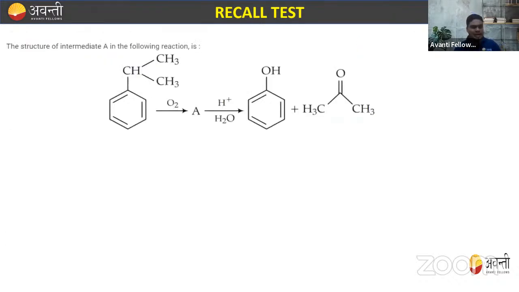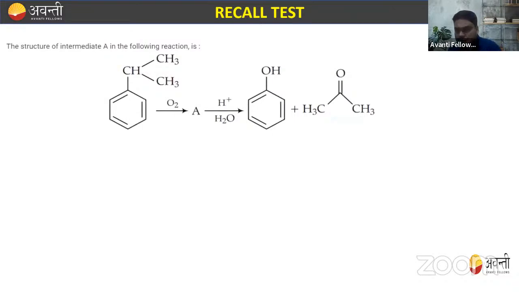Okay, let me quickly do one more recall test. This is the structure of the intermediate A in the following reaction. You have to identify the intermediate formed in this reaction. This is a very famous reaction for the preparation of phenol. Can anyone name this reaction?